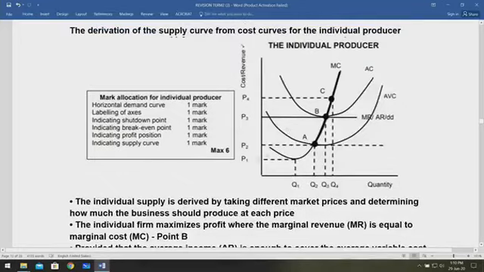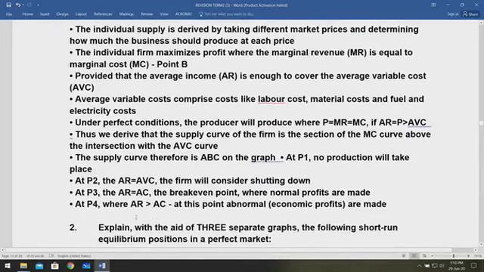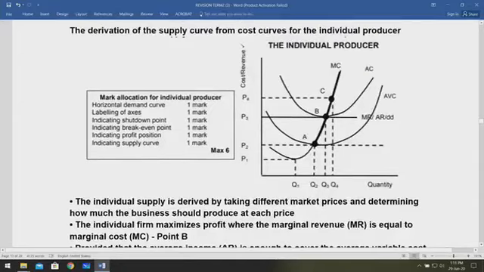At P3, there we see they're making a normal profit, no loss, because your AC is tangential to your AR. And then at P4, price level 4, if they're selling there, then that means their revenue is going to be greater than the AC, so that's where they'll be making economic profit.